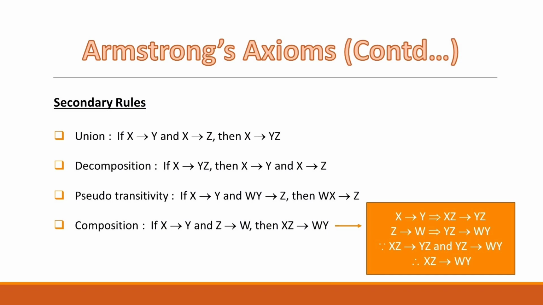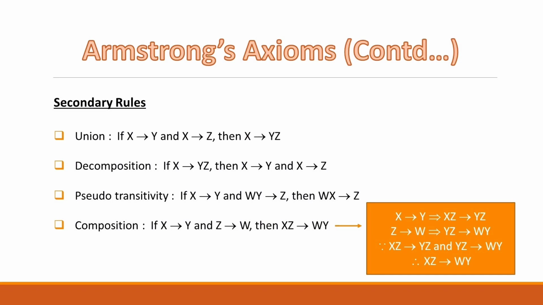See, we are given the functional dependency from X to Y. So from the rule of augmentation, we can write XZ to YZ. Again, we are given the functional dependency from Z to W. Now we can write from that YZ to WY. So which rule is this? This is also augmentation. We have two functional dependencies now, that is XZ to YZ and YZ to WY.